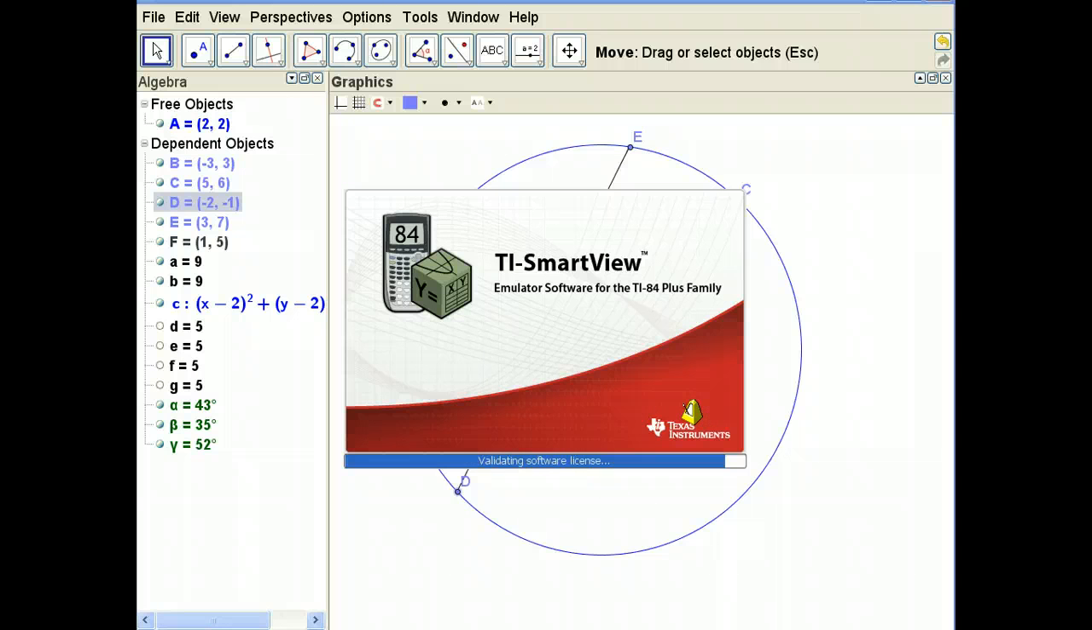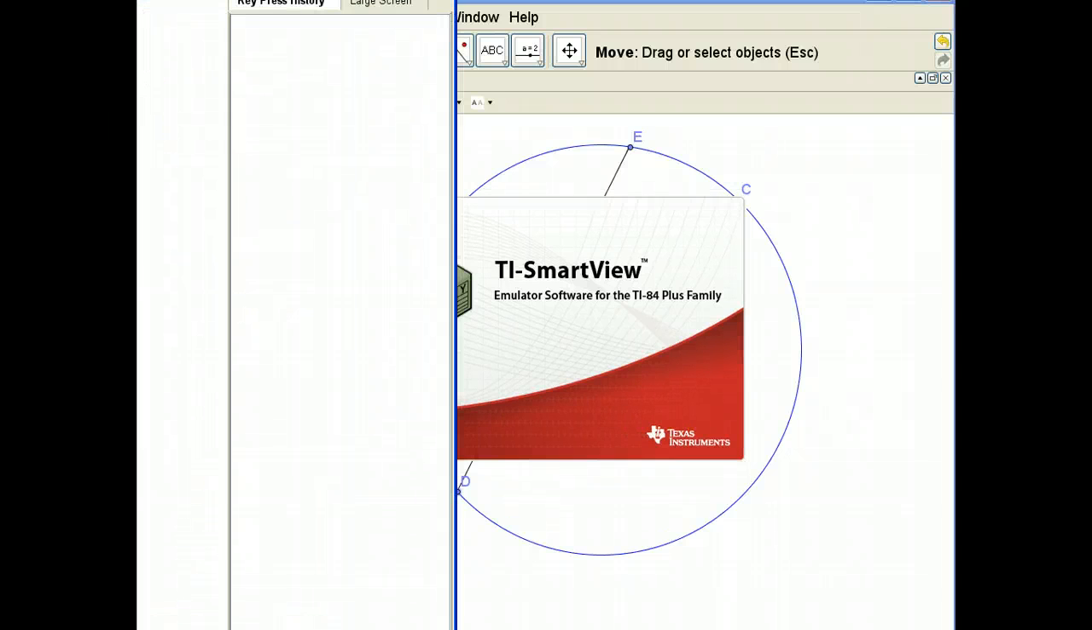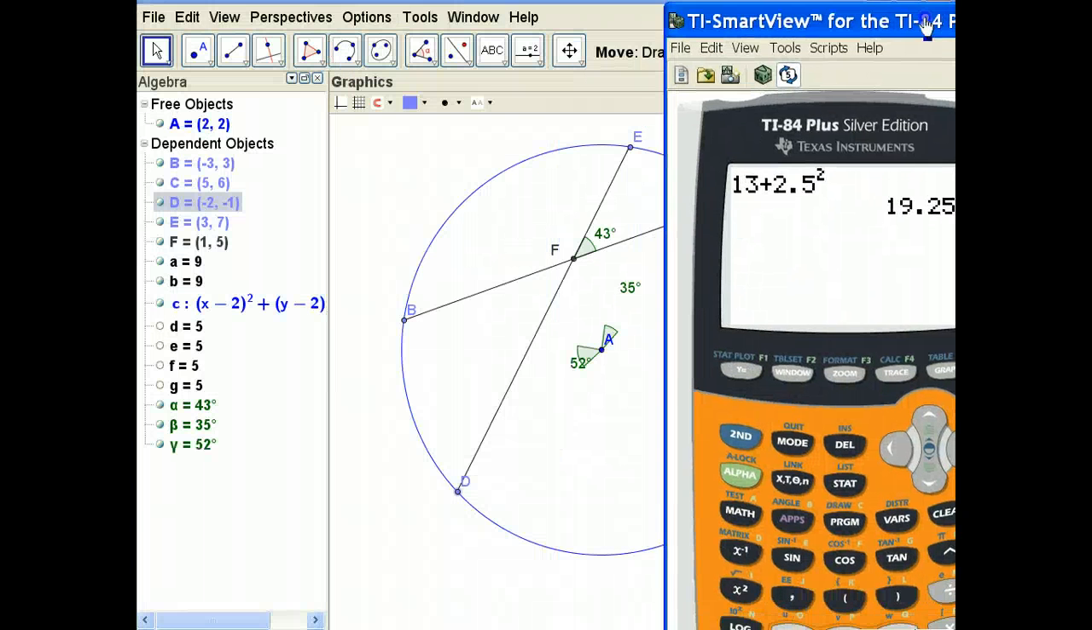Okay, still waiting for the calculator. Okay, finally we have it up on screen.